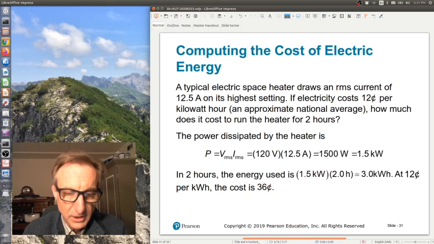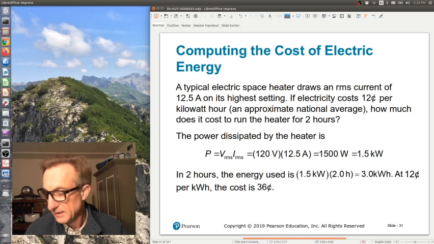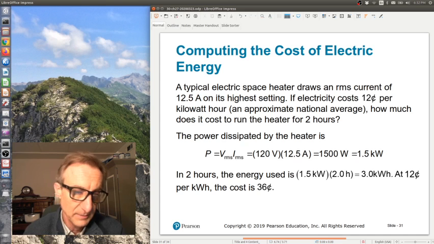Let's compute the cost of electrical energy. A typical space heater, which many people are using during this winter season to heat up a room, draws an RMS current of approximately 12.5 amps on its highest setting. This is not unlike what a typical hairdryer might consume as well. If the electricity costs 12 cents per kilowatt hour, which is an approximate national average, the question can be asked, how much does it cost to run the heater for 2 hours?